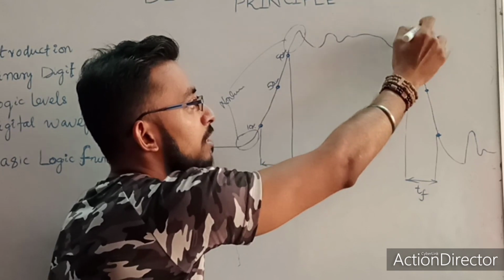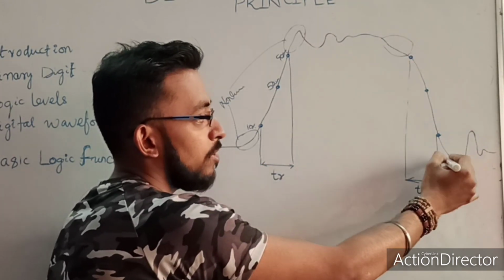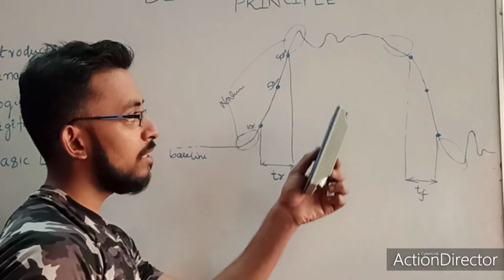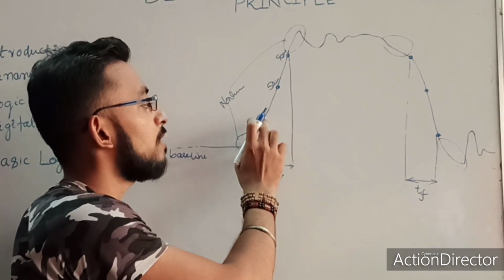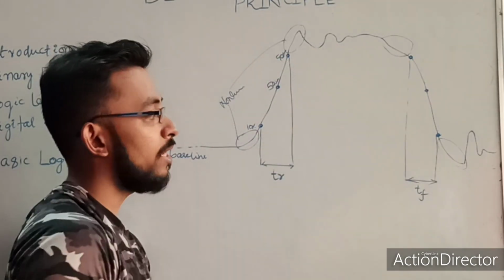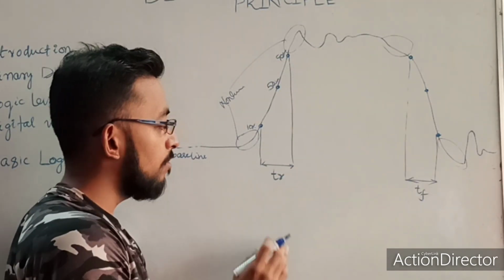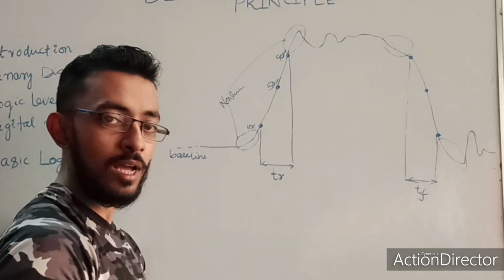Also, here, in the 10% over here and the 10% over here, because they are showing non-linear characteristics, I am considering only the linear characteristic, that is between 10 to 90 and 90 to 10. This is the rise time, this is the fall time. But ideally, rise time is 0 and fall time is 0.